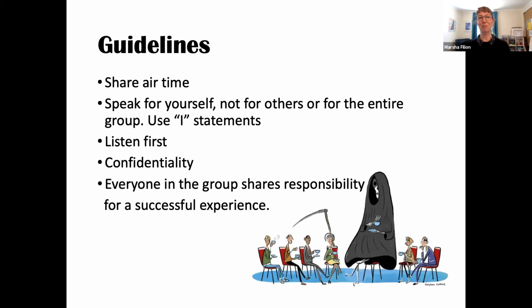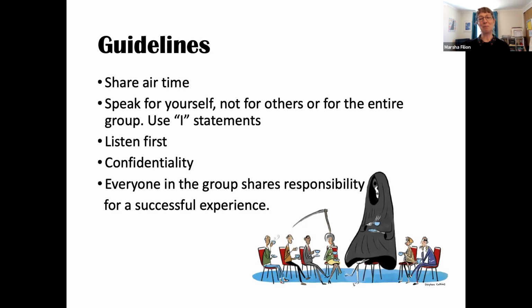Share airtime. This one may be challenging, just make sure that everyone gets a chance to talk. Again, because it's so hard for people to have these conversations. I really am sort of hardcore about making sure everyone gets a chance to do as much talking as they need to.